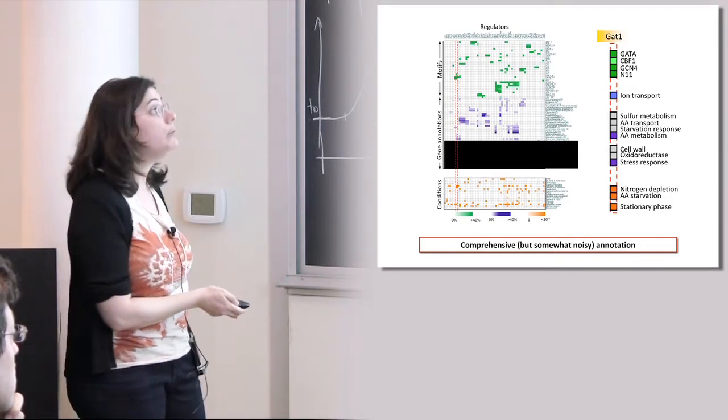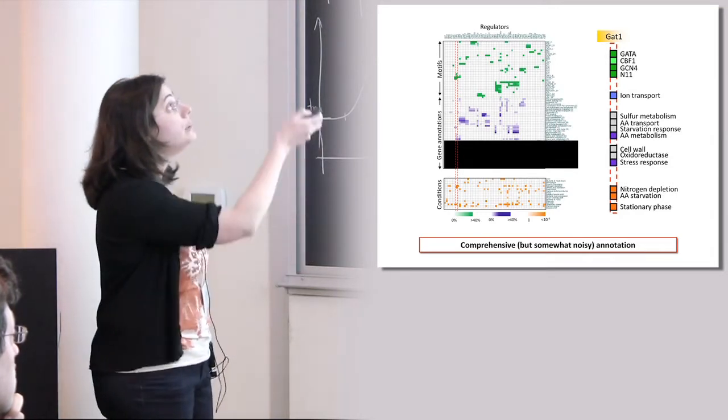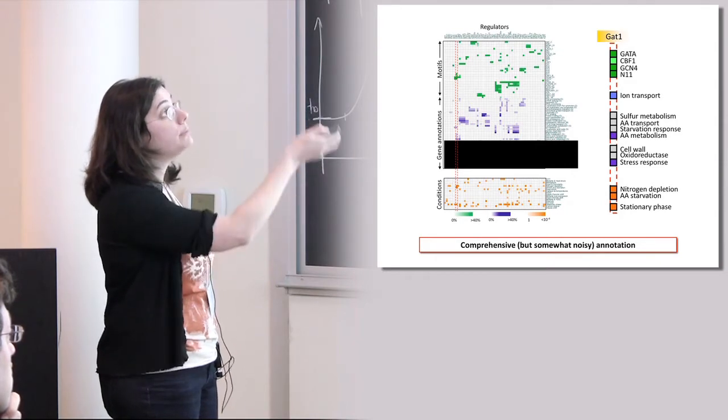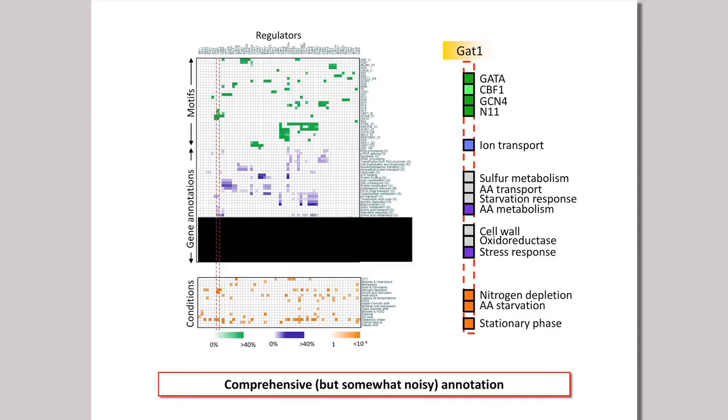Okay? And now when we actually do it in real life, this is what we get. Here are the regulators by motifs, annotations, and conditions. Here is a zoom in for one particular regulator. It's called GAT1. The reason it's called GAT is that it binds a site called GATA. So that we got right, but we also associated it with three other things that come along for the ride because the same genes are regulated by multiple things. We know that it regulates these functions, amino acid metabolism, sulfur metabolism, but we also got these guys, ion transport, cell wall, that we didn't know it is associated with. And we know that it acted in nitrogen depletion, amino acid starvation, and stationary phase.